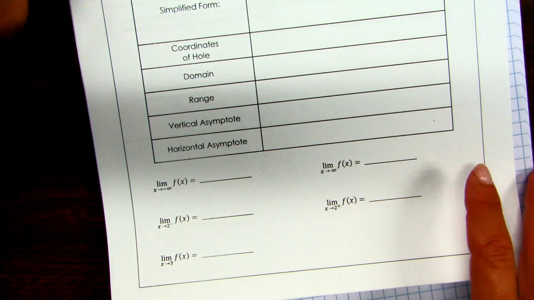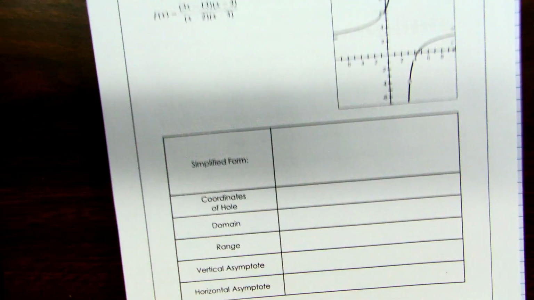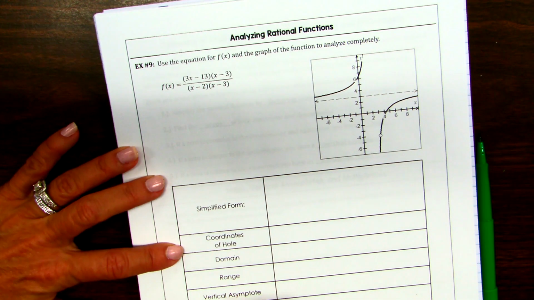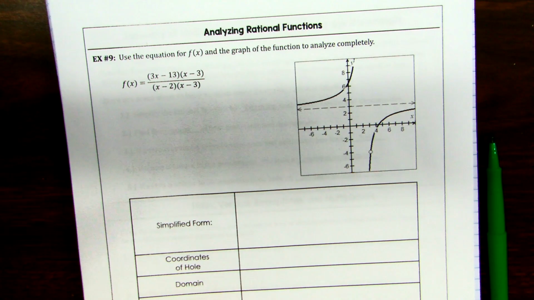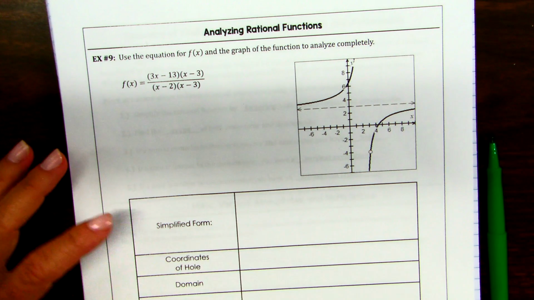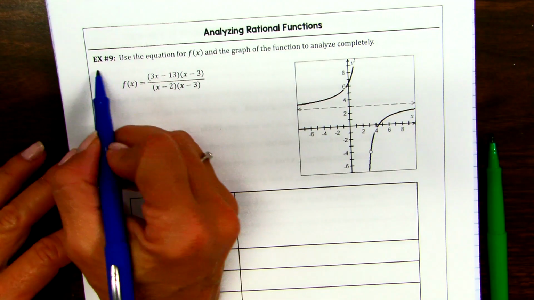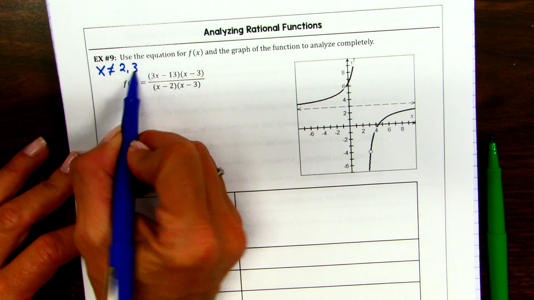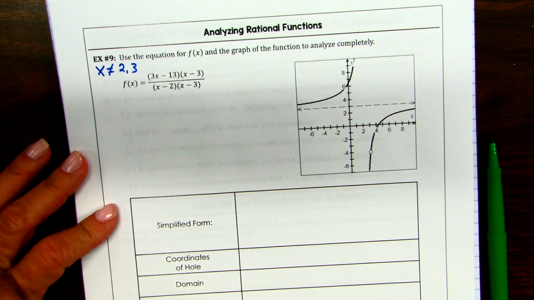Okay, last example. This is putting it all together. We're given a rational function, and we're going to answer a bunch of questions about it. So we're going to start the way we start these every time. What can x not be? X cannot be 2 or 3, right? The two numbers that make my denominator 0.